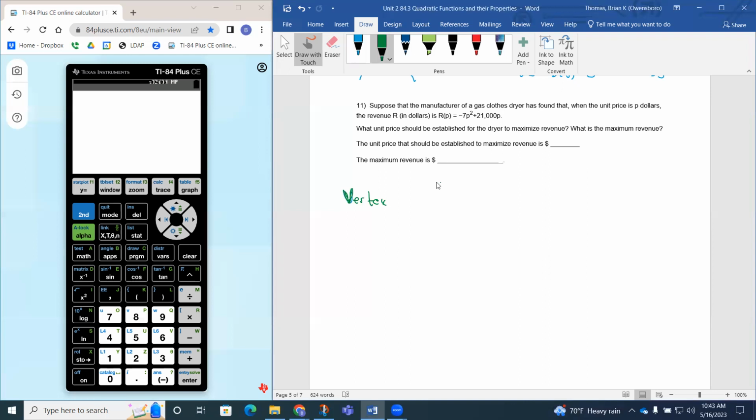If the function is in the form f of x equals ax squared plus bx plus c, then I can find the vertex by using the formula x equals negative b over 2a to find the x value, and then substitute that in to find the y value. Remember, the x value in our case is going to be the P. So P is actually going to be negative b over 2a, and that's going to represent our unit price.